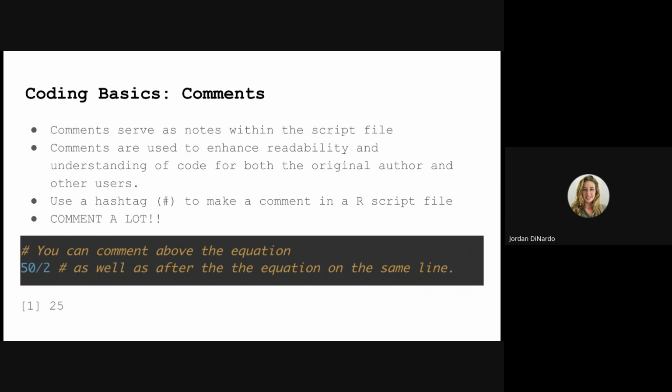To create a comment within your script file, you use the hashtag or the pound sign. And here's an example in this code chunk. You can see that the code, which is 50 divided by 2, is what's considered a code chunk, and that will produce an output. But anything else where you see the text is actually in this orange-brown, these are called comments. And you can see the hashtag or the pound sign in front of it. So anything following that pound sign is considered a comment and will not be run when you press enter to run your code.